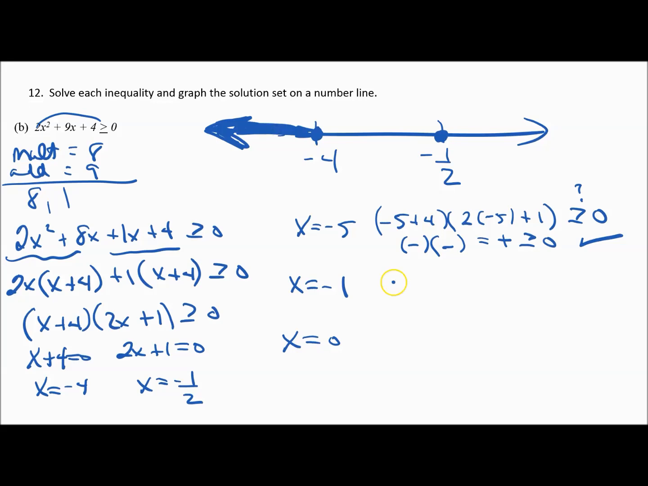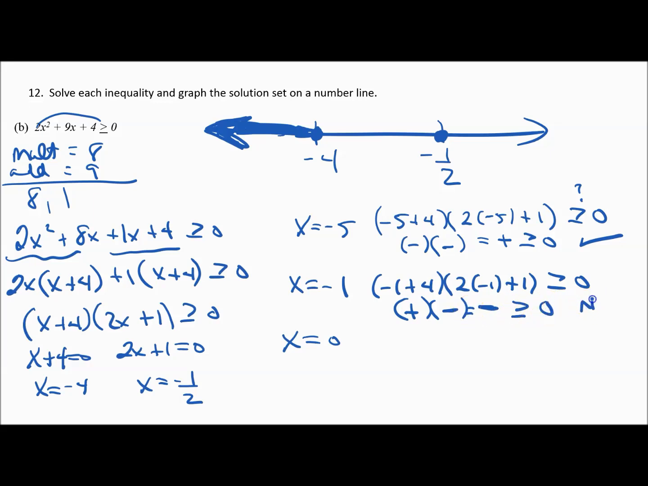Now let's plug in -1. So I'm going to say -1 plus 4 times 2 times -1 plus 1. Is that greater than or equal to 0? That's the question. The -1 plus 4, everybody agrees, is a positive number. 2 times -1 plus 1 is actually a negative number. Now, a positive number times a negative number is always negative. Is a negative greater than or equal to 0?